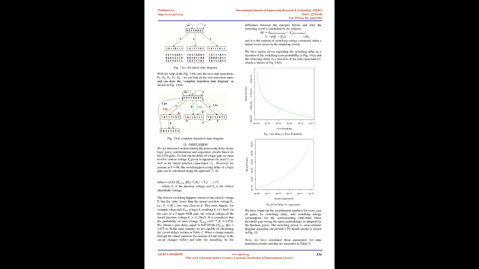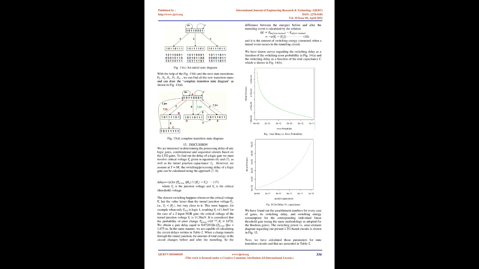15. Discussion. We are interested in determining the processing delay of any logic gates, combinational and sequential circuits based on the LTG gates. To find out the delay of a logic gate we must involve critical voltage, given in equations 6 and 7, as well as the tunnel junction capacitance. However, we assume at t equals 0 K, the switching/processing delay of a logic gate can be calculated using the approach 7, 8. The slowest switching happens whenever the critical voltage has the value lesser than the tunnel junction voltage, but very close to it.